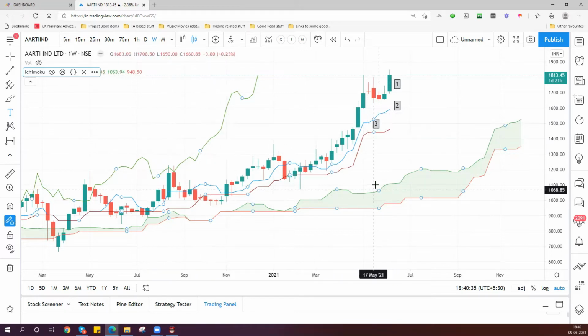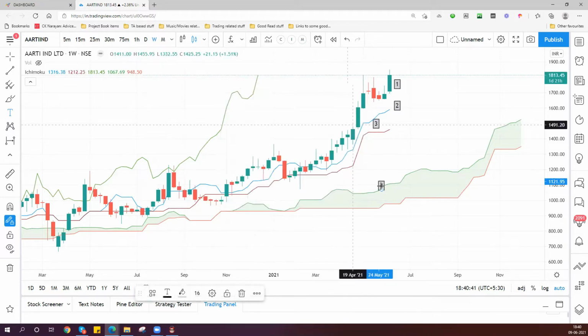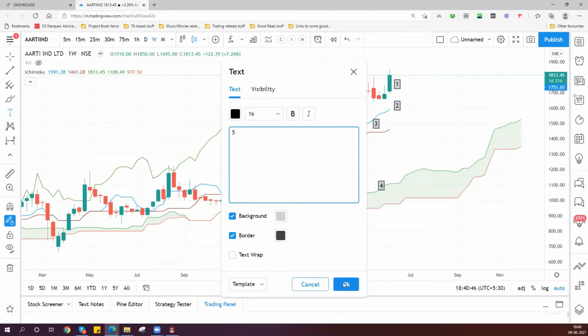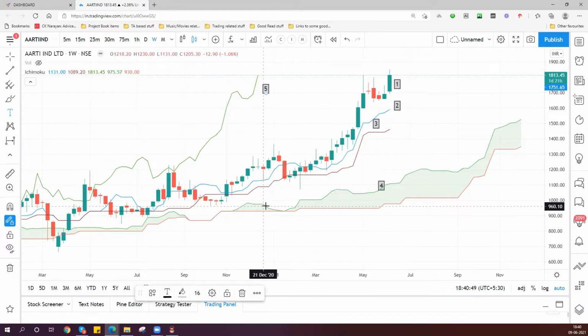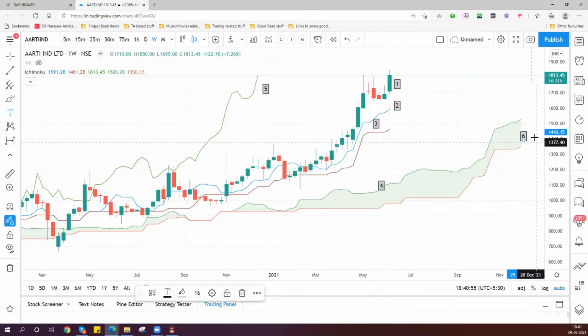Now the TS and KS lines are above the cloud, right? So that is another bullish signal. And then the CS line is above the cloud also. And finally, you have the future cloud is green and therefore bullish. So you got 1, 2, 3, 4, 5, 6. All 6 signals are bullish on the weekly chart. All right. So since Aarti was bullish on the weekly, that means the long-term trend of Aarti is bullish, which means that any pullback that you get on the daily time frame would be a buy signal.